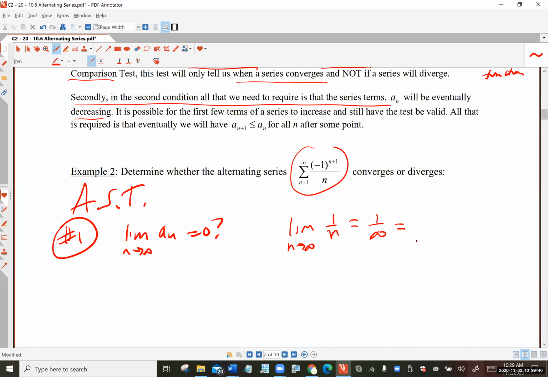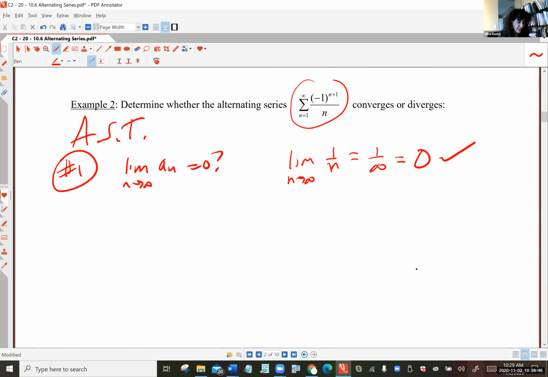Yes, it goes to 0. Yes, it does. Good. So good news. Condition 1 is good. We're done. What about condition 2? Are the terms really decreasing?